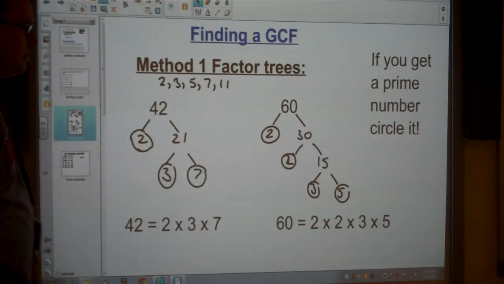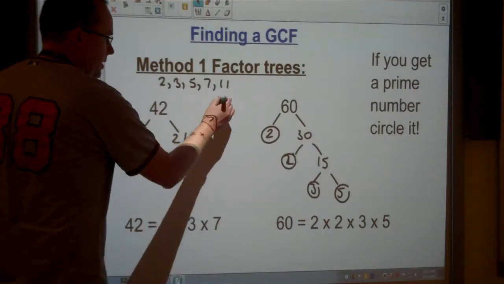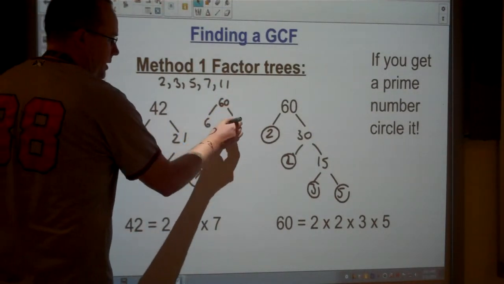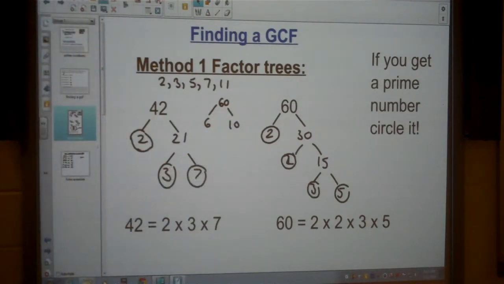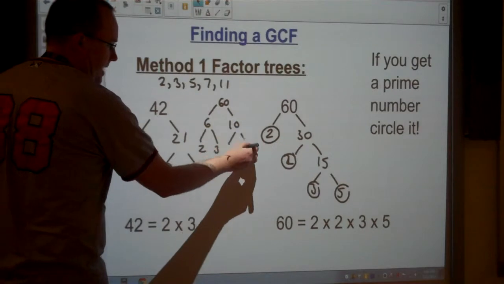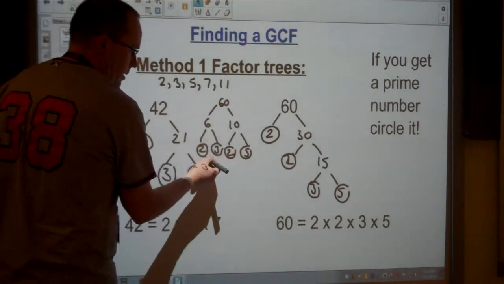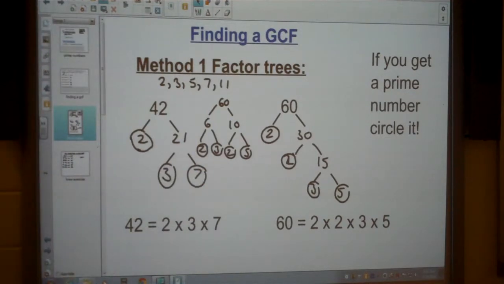Now, just so you're aware, there are different ways of doing these questions that will still give you the right answer. So for 60, you might have spotted, with it being a 0 on the end, 6 times 10. And for 6, that's 2 and 3, and for 10, that's 2 and 5. But look at the numbers that I finish up with. I still have 2 2's, a 3, and a 5. So I still end up with the same answer.